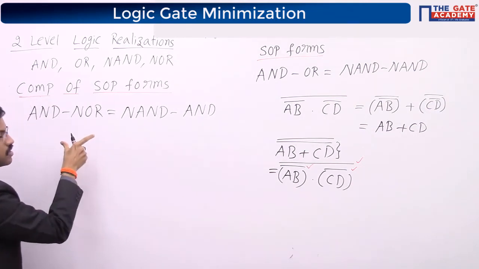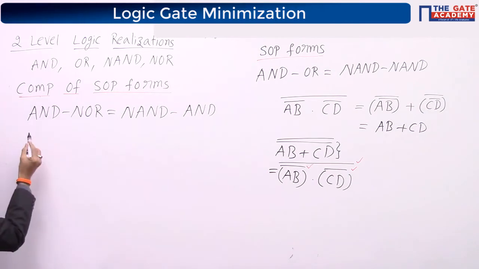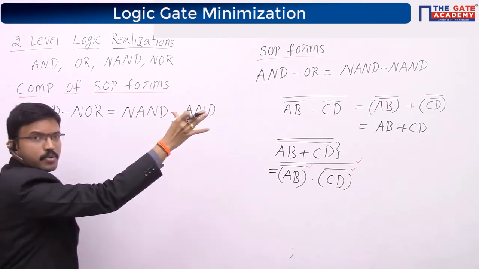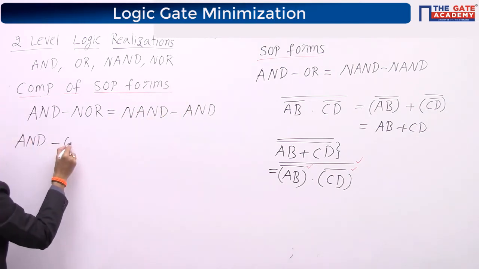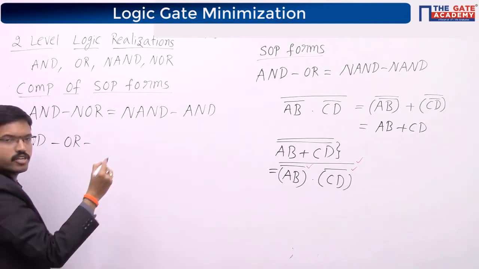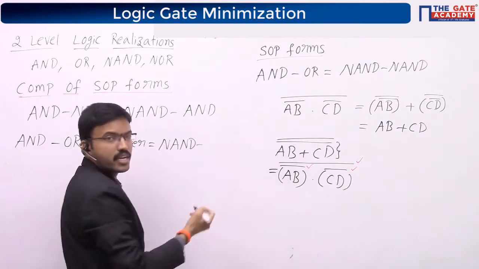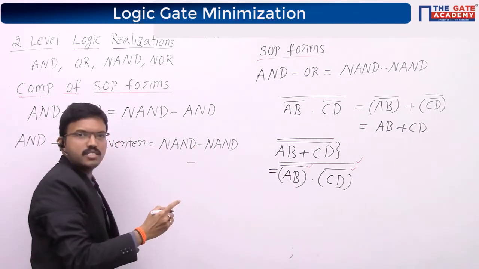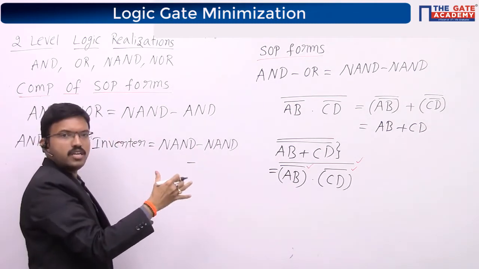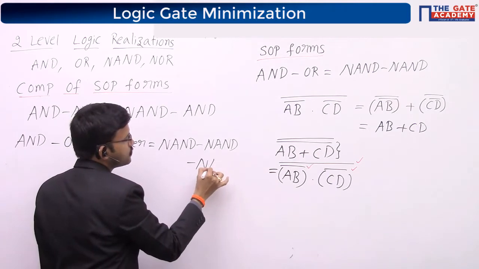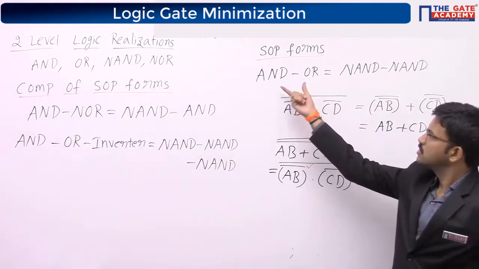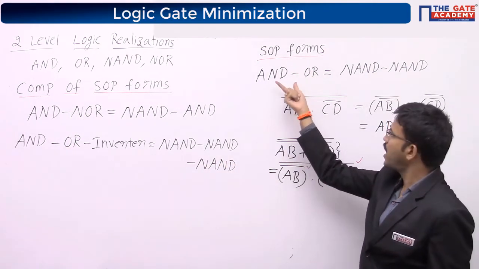If you want to represent in 3 levels, you can represent like this. Whatever 2 level you had previously, I am considering the same thing. After that I require an inverter, AND-OR inverter. Here I am having NAND. After that I will use NAND only, but it will act as an inverter. NAND based inverter. See here I am getting SOP form, AND-OR.